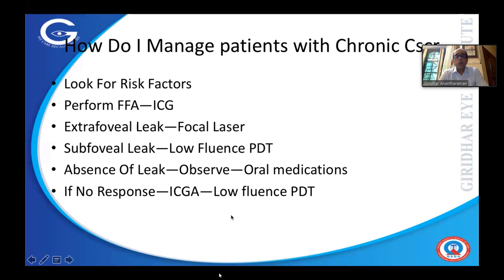And in these sort of situations where the FFA is not showing a leak, and you have a facility for an indocyanine green angiography, you can go ahead and do an ICGA, identify the areas where there are dilated choroidal vessels, and treat those areas with low fluence for a photodynamic therapy. So with this introduction, I'll just show you a few cases.